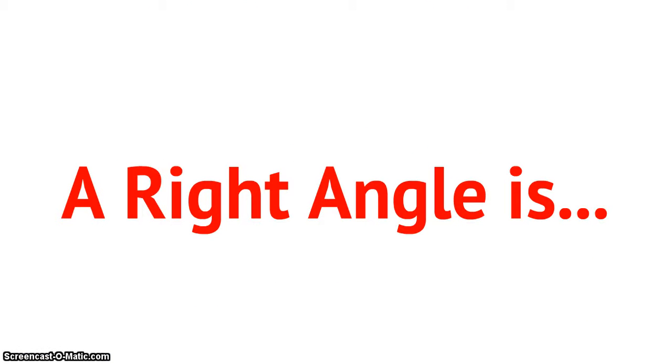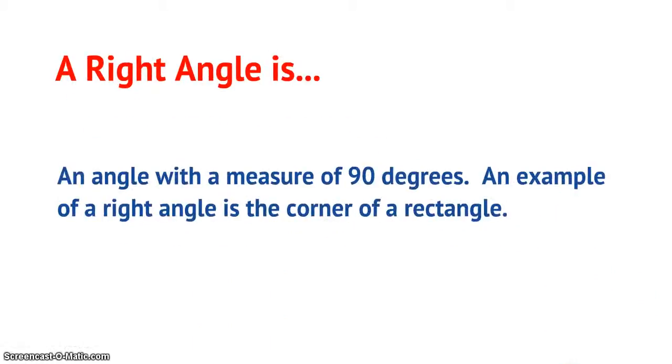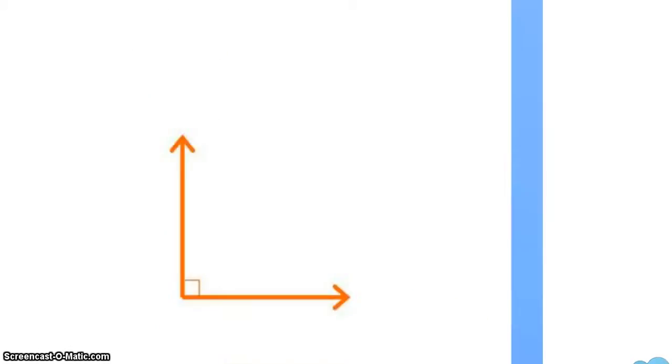A right angle is, this is a definition, make sure you write it down. A right angle is an angle with a measure of 90 degrees. An example of a right angle is the corner of a rectangle. This right here is a right angle. Notice this square right here in the corner. This square tells us that that angle is 90 degrees. It helps us identify right angles.